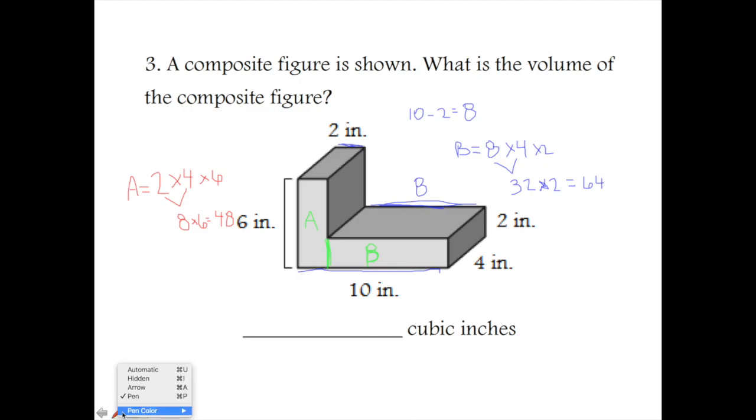Now, to find the volume of this shape, I have to add these two pieces together. So I need to add 64 plus 48, and I get 8 plus 4 is 12. 6 plus 4 is 10, plus 1 more is 11. I get a total of 112 cubic inches for my volume.